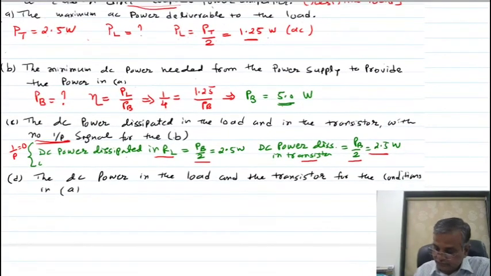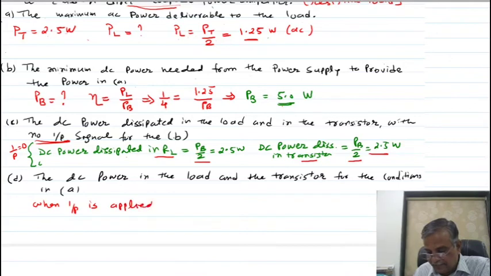Now the last: the DC power in the load and in the transistor for the condition in A. Condition A means when the input is applied, at that time they are asking. So at that time the DC power dissipated in RL is PB by 2. So it is 2.5 watt.